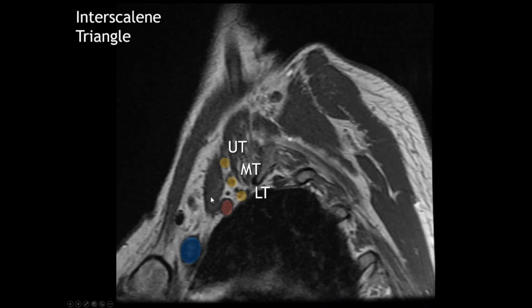You'll notice in this anatomic space, this is referred to as the interscalene triangle. So in front, we can identify the anterior scalene, behind the middle scalene. And also notice what lives in this interscalene triangle is the subclavian artery. But outside this interscalene triangle, in front of the anterior scalene, is the subclavian vein.